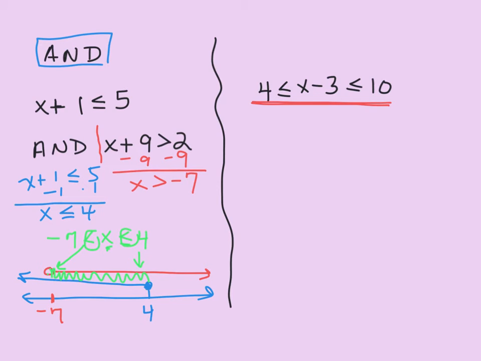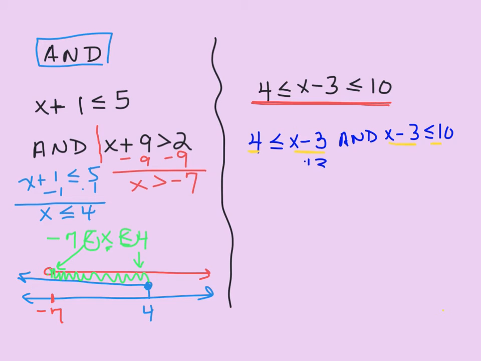As we solve this, we need to keep in mind that that x minus 3 belongs to both of those end points. I'm going to say 4 is less than or equal to x minus 3, and that whole x minus 3 is less than or equal to 10. So notice what I did there. I put that x minus 3 attached to the 4, and the entire x minus 3 also attached to the 10. That's important.